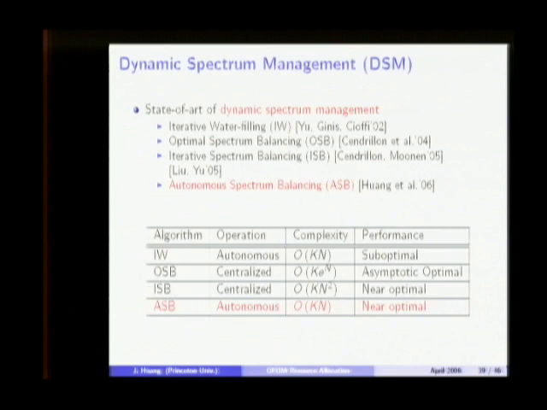Right? And later on, the ISB is an improvement over the OSB. It's a centralized algorithm, and they replaced the joint exhaustive search by an iterative search across users. So it brings down the complexity in users to quadratic. And it can also achieve near optimal performance, but it is still centralized. What we propose, called ASB, is an autonomous algorithm, enjoys the same low complexity as iterative water filling, with no explicit message passing. However, it can achieve near optimal performance.